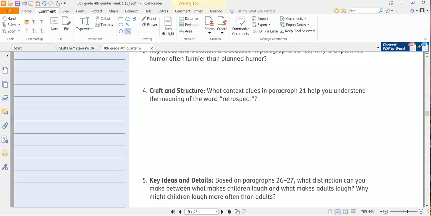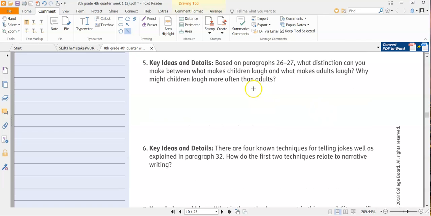Number 4, what context clues in paragraph 21 help you understand the meaning of the word retrospect? So here you're going to have to do 2 things. You're going to have to explain the meaning of the word retrospect, and then you're going to have to explain how the context clues in paragraph 21 told you that meaning. So you're going to look for words or clues that tell you basically what that word means, or at least give you a hint for what that word means.